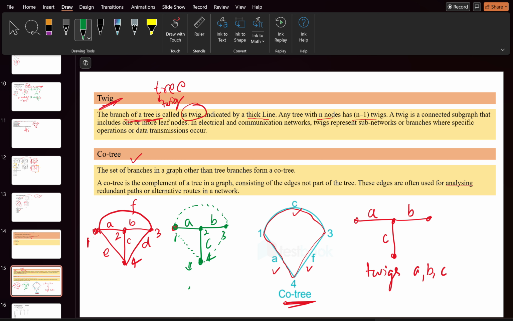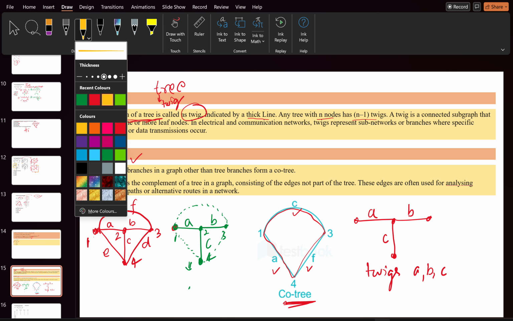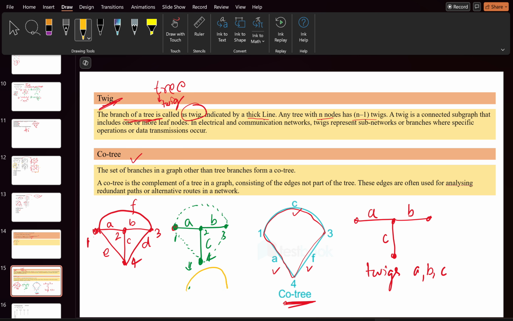It can be a closed path. So let me take another pen for this. What is the remaining part? The remaining part is like this. What are the branches? F, E, D, and the nodes 1, 3, and 4. If you see here, the nodes are not equal to the graph, and there are also closed paths. So the co-tree doesn't have any such restriction, whether it is a closed path or not. Just remember: in a graph, when you form a tree, whatever is left is the co-tree.